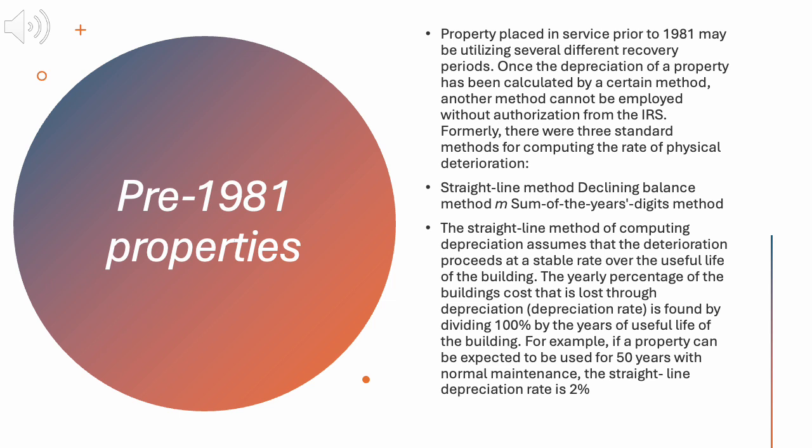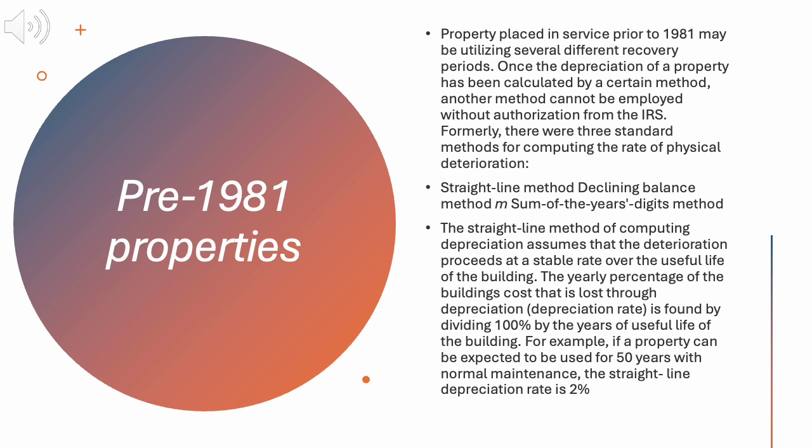Formerly, there were 3 standard methods for computing the rate of physical deterioration: straight line method, declining balance method, sum of the years' digits method. The straight line method of computing depreciation assumes that the deterioration proceeds at a stable rate over the useful life of the building. The yearly percentage of the building's cost that is lost through depreciation is found by dividing 100% by the years of useful life of the building.